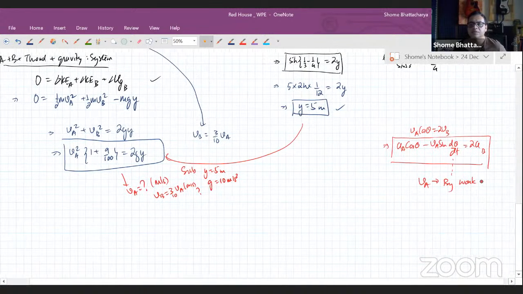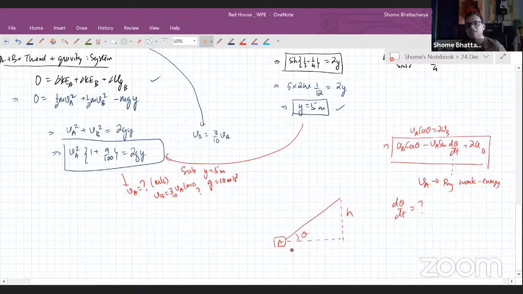Okay, but that d theta by dt will also have to be calculated. So how will we get d theta by dt? We will get it again by another constraint relation. You can see that as this block is moving, this is a fixed length and this is a variable length, let's say x. So x is equal to h cot theta, right? That is correct. So dx by dt will become minus h cosec square theta d theta by dt.